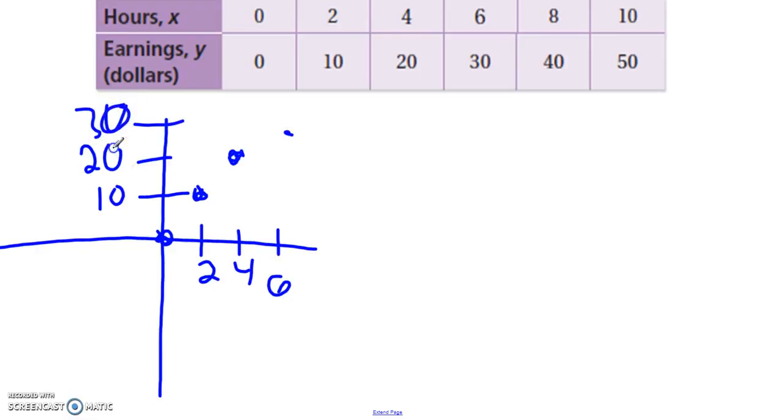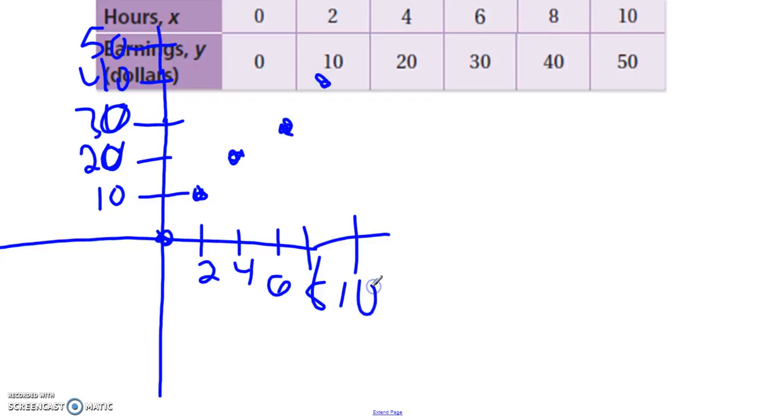Oops. Those look like U's. And then here is 8, and then 50. So 8 up 40. And then 10 up 50. So we have this perfect line if you drew it good enough, unlike me, because what is that doing right there?